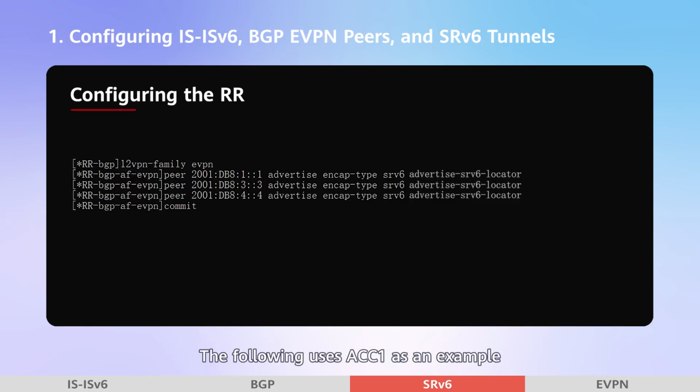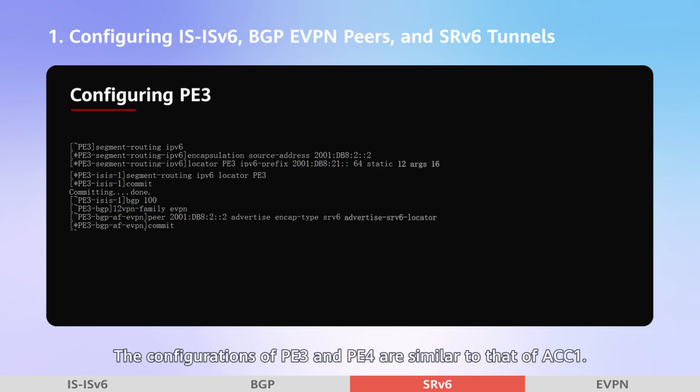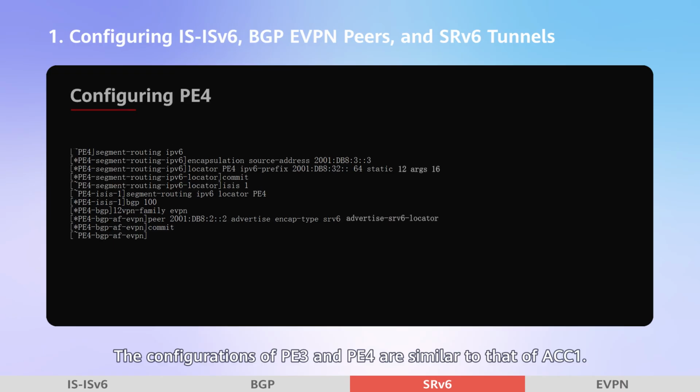The following uses ACC1 as an example to describe how to configure an SRv6 tunnel. The standalone RR does not require SRv6-related configurations. The configurations of P3 and P4 are similar to that of ACC1.